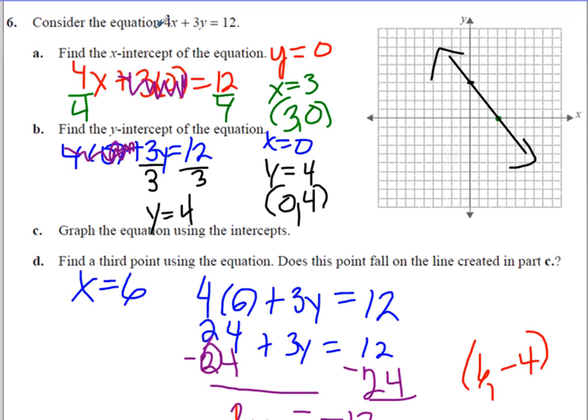So let's count to the right 6 spaces. 2, 3, 6, and down 1, 2, 3, 4. Oh, right here at the end where I stopped drawing my line. Perfect.